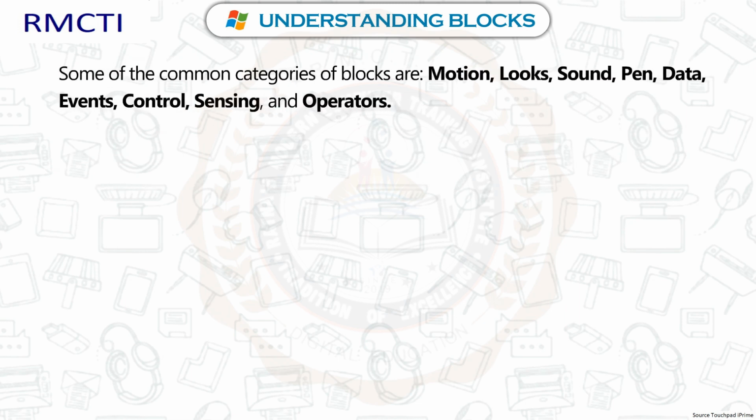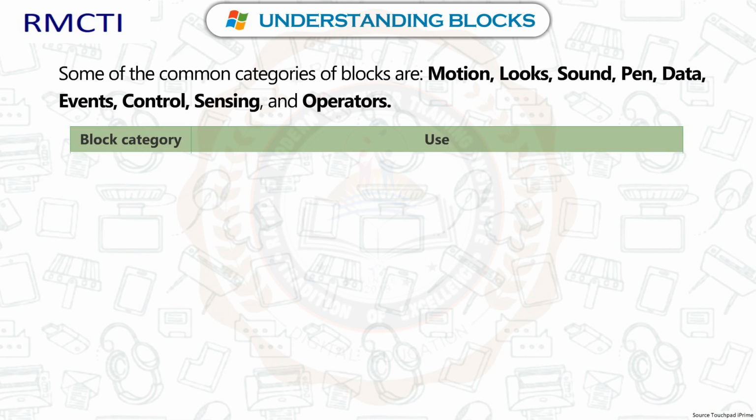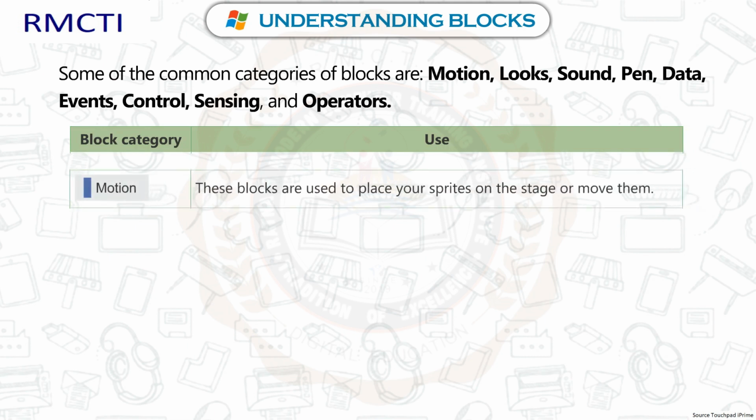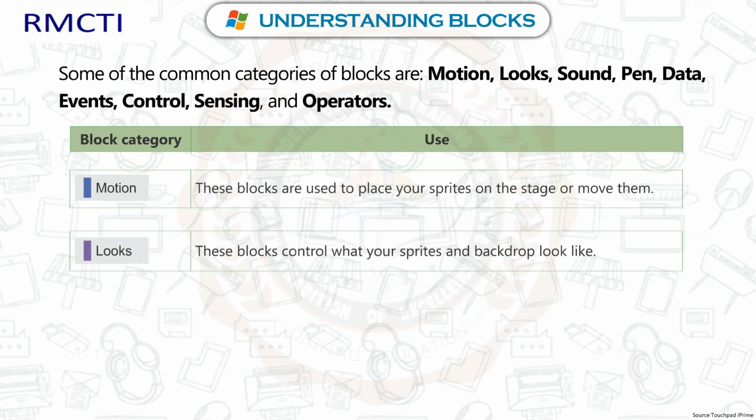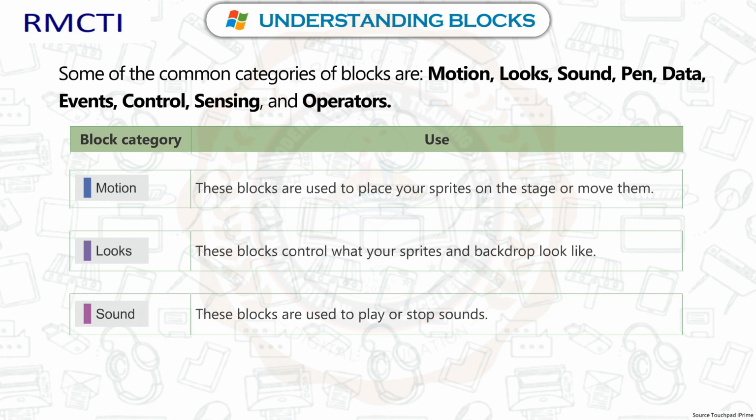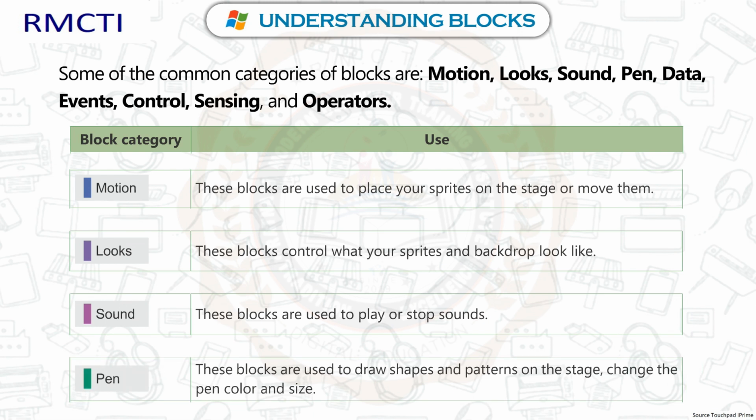Some of the common categories of blocks are motion, looks, sound, pen, data, events, control, sensing, and operators. Block category and use. Motion. These blocks are used to place your sprites on the stage or move them. Looks. These blocks control what your sprites and backdrop look like. Sound. These blocks are used to play or stop sounds. Pen. These blocks are used to draw shapes and patterns on the stage, and change the pen color and size.